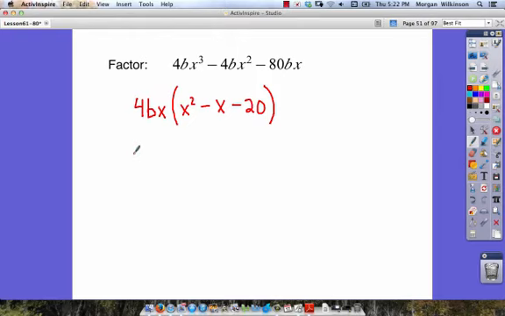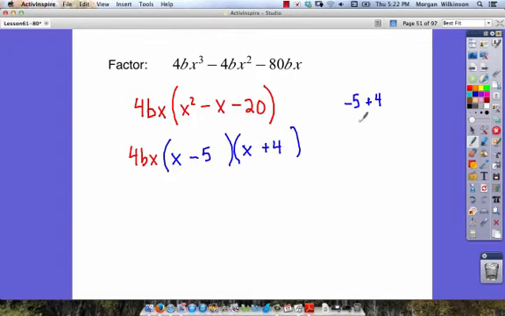Now we need to break down our trinomial. We're going to get 4bx, and I'm going to use a different color this time. And we're going to get two binomials from this trinomial by factoring. So we know we've got to multiply x times x to get to x squared. Then can you think of a pair of numbers that will multiply to negative 20 and add to negative, this must be a negative 1? Well, how about if we had negative 5 and positive 4? Negative 5 plus positive 4, that's negative 1. And negative 5 times positive 4, that's negative 20. So that would be our answer, x minus 5 times x plus 4.